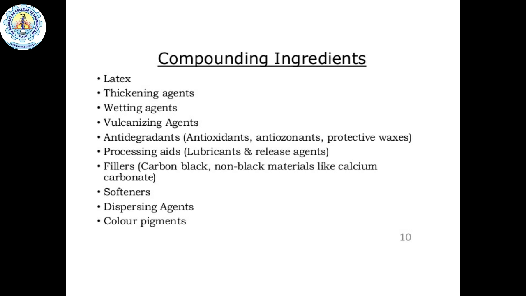So, what are the ingredients present in the compounding of latex? First one, latex, which is the main ingredient for the preparation of natural rubber. Second, thickening agents, wetting agents, vulcanizing agents, softeners, dispersing agents, anti-degradants, etc. Let us discuss one by one, starting from the thickening agents.